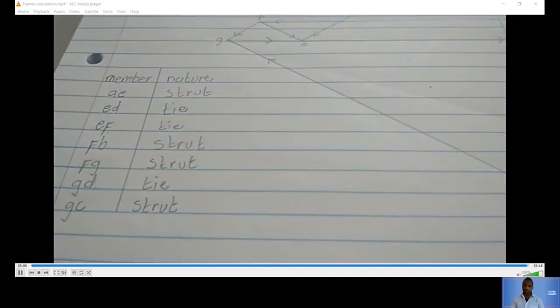And that right there is how we determine the nature of the members of a truss. Well, I hope you understood that. Thank you very much.